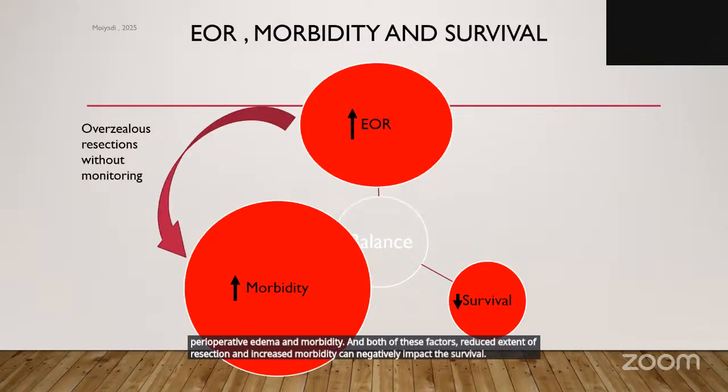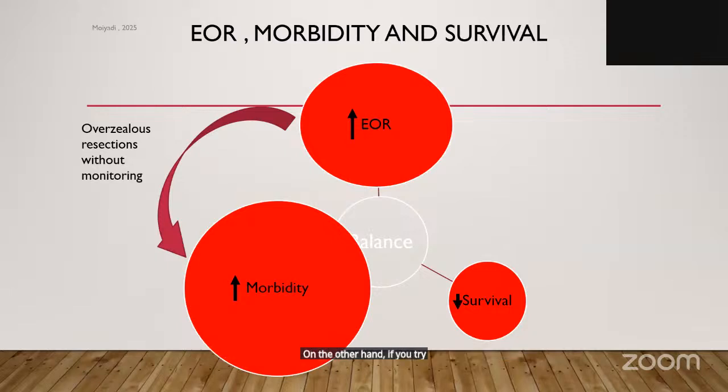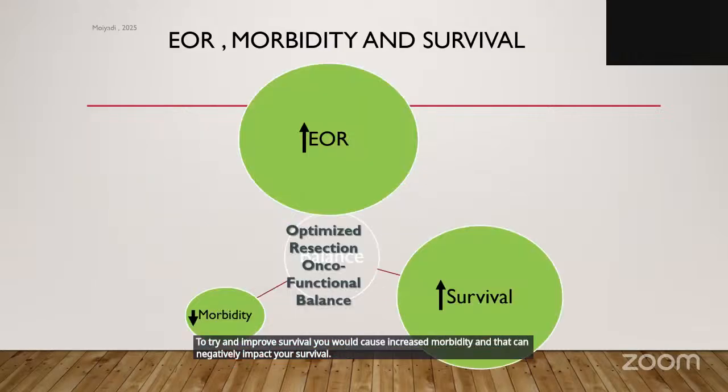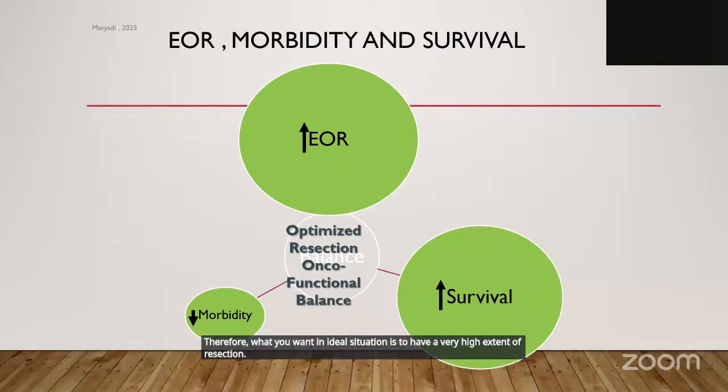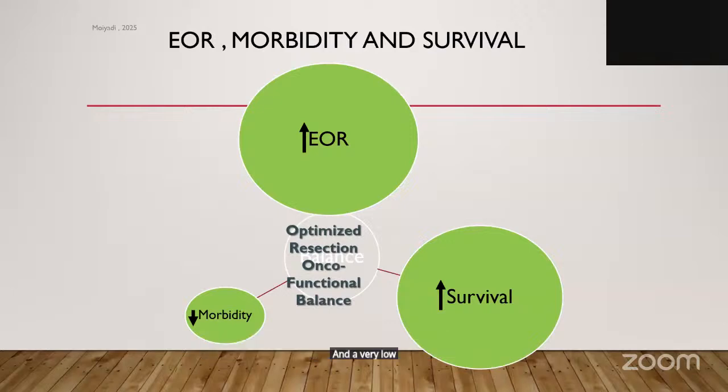On the other hand, if you try an overzealous resection and increase the extent of resection to try and improve survival, you would cause increased morbidity, and that can negatively impact your survival. Therefore, in an ideal situation, what you want is a very high extent of resection and a very low morbidity, because these two together will give you the best possible oncological outcomes.